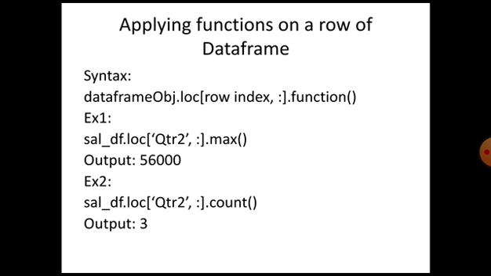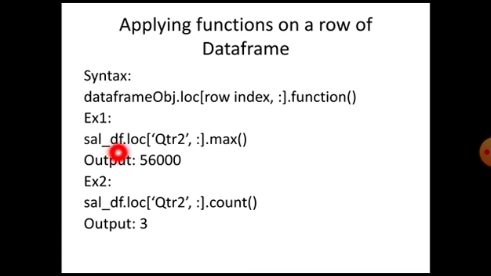Now here we are looking at how to apply a function on a row of a data frame. The general syntax is like this: data frame object dot loc, then the function. Using the loc function we refer to the row, so it is the row index, comma, colon, square bracket close, then the function which you want to use.